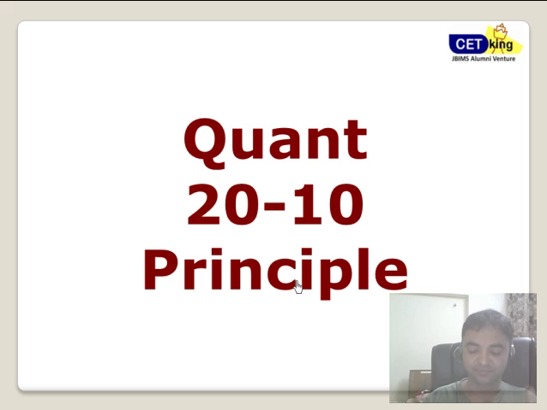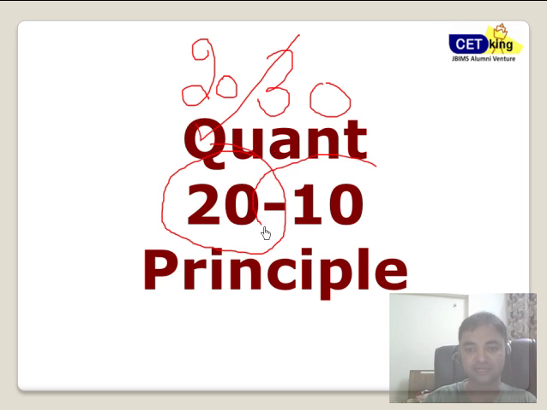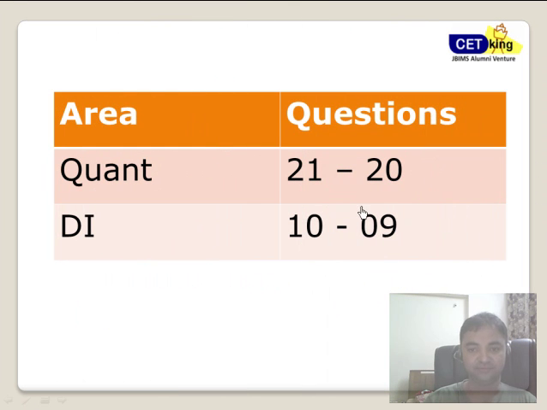Now let's talk about the quant section in detail. First of all, I use the 2010 principle. If you're weak in quant, first of all, it's not a 30-question quant section. It's only 20 questions. 20 questions are based on quant and 9 to 10 questions are based on DI. So if you're weak in quant, don't worry. It's not 100%, but only 66% of the paper is based on quant.